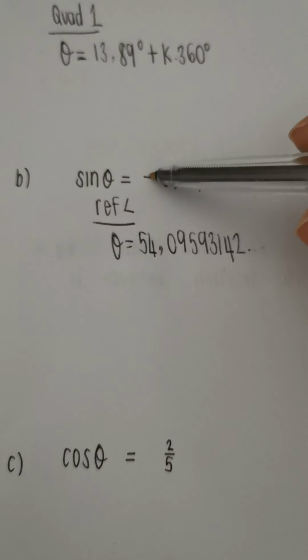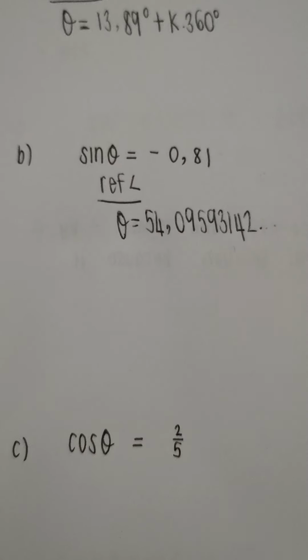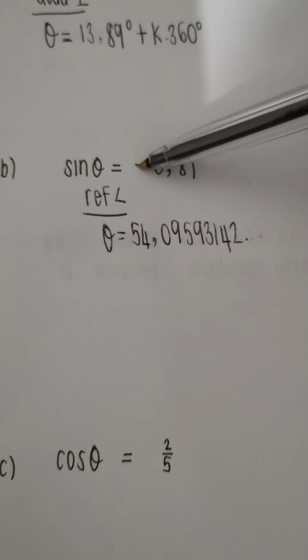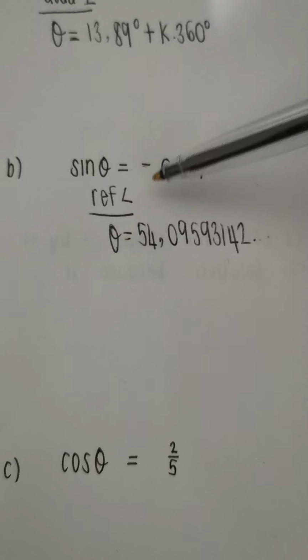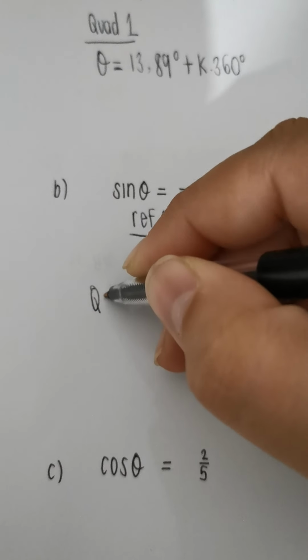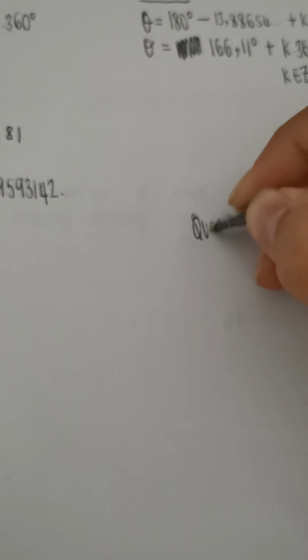Remember, this here is negative. Please don't forget, you do not put the negative sign onto the calculator, okay? I made a mistake there. Do not put it on. Okay, it's negative over here, so you ask yourself, in which two quadrants is it negative? It's negative in quadrant 2, quadrant 3, so many mistakes, and quadrant 4.